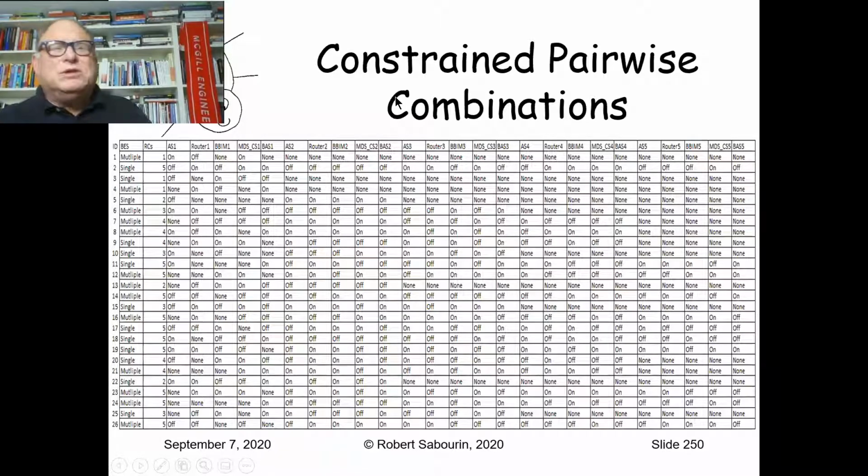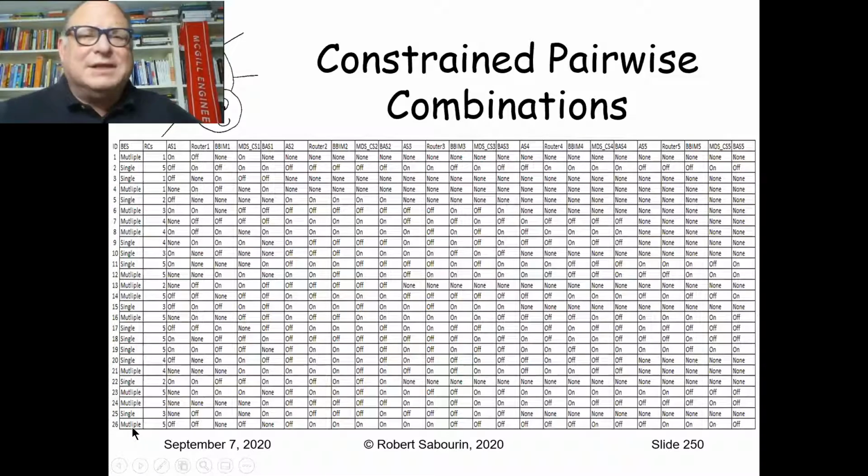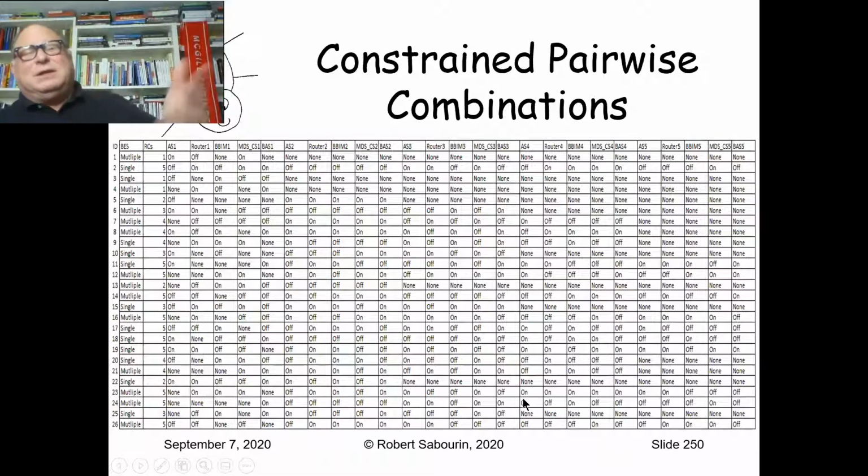And this company was worried that they would have to set up literally hundreds and hundreds of test configurations to test the router. But with this approach, they ended up with 26 configurations, which they were easily able to set up in their lab environments and exercise the product quite thoroughly before every major release. So this is constrained pairwise combinations testing.